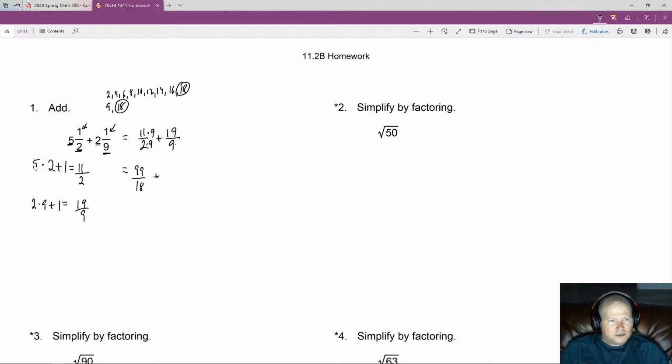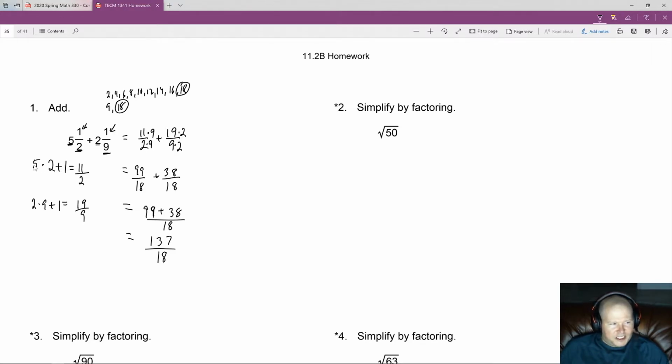Plus, to convert this 9 to turn it into an 18, I have to multiply it by 2. To keep an equivalent fraction, I have to multiply the numerator by 2 as well. 19 times 2 is 38. And 9 times 2 is 18. Then the numerator is 99 plus 38 all over 18. So 99 plus 38 is 137 over 18.